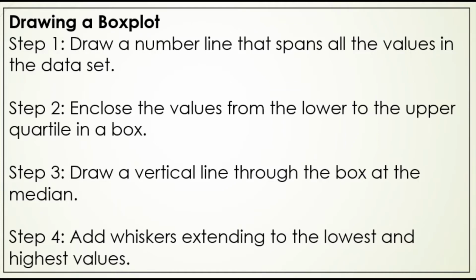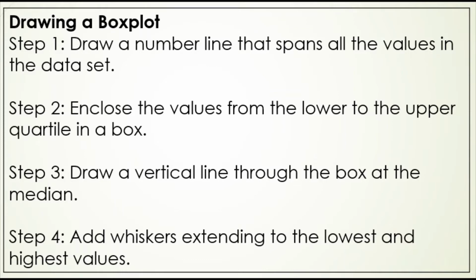Step 3 then is to draw a vertical line through the box at the median. So what we'll have at this point is just a box with a line somewhere in the middle of that box. And those 3 lines then, the left side of the box will represent the lower quartile, the line in the middle will represent the median, and the right side of the box will represent the upper quartile.